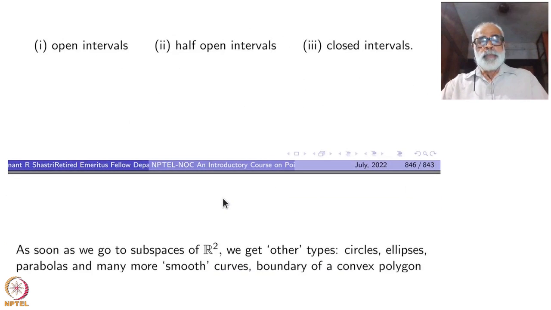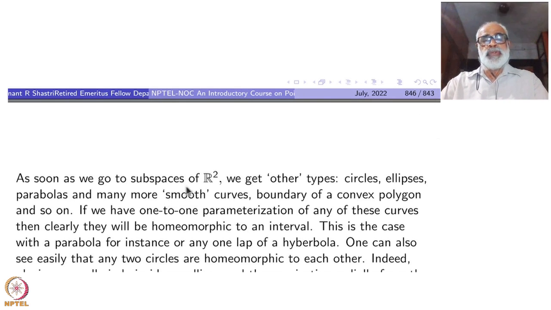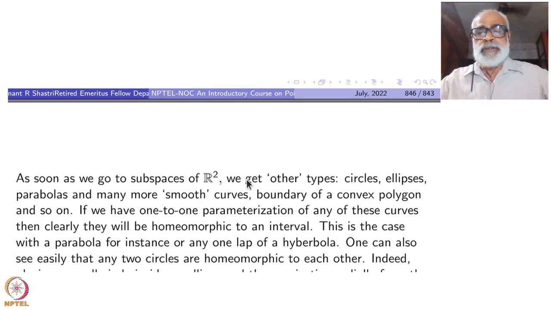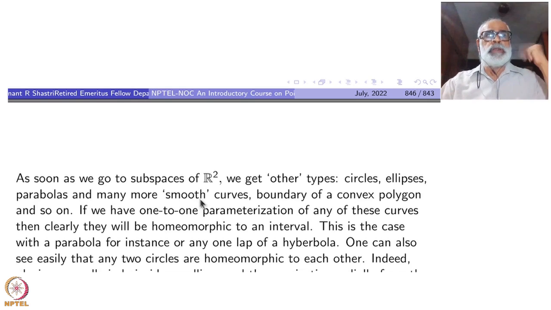Okay. As soon as we go to subspaces of R2, we get some other types, it seems, like circles, ellipses, parabolas. Circles were definitely not there inside R, right? Ellipses were not there. Parabolas, are they different? Many more, actually, what are called smooth curves, you can talk about. The smooth and non-smooth is something completely different game altogether. But we can take simultaneously, you can study both of them also.